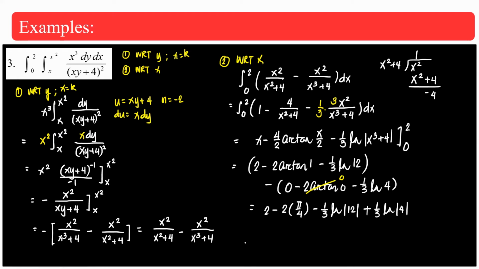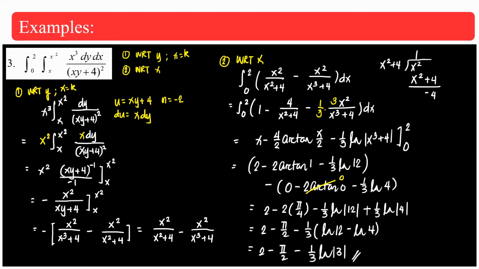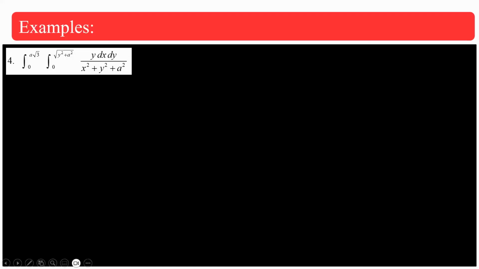So when you combine this, for example, 2 minus this is pi over 2. If I bring out the 1/3, this becomes ln of 12 minus ln of 4. And then by the laws of logarithms, if we follow that, you can say pi over 2 minus 1/3 ln of 3, because 12 divided by 4 is 3. So that's it. I'll give you another one.